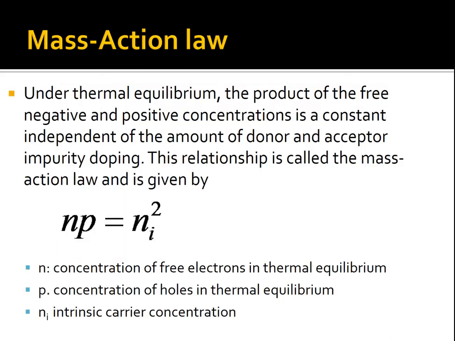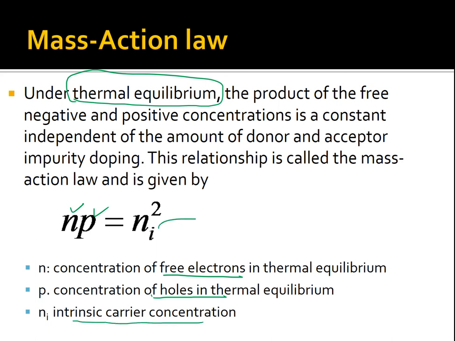The last thing: if we are talking about thermal equilibrium, it means we are not supplying any external energy in any form, for example heat energy. Then the product of the free negative and positive carrier concentrations is constant. For example, let's say n represents the concentration of free electrons in a semiconductor material, and p represents the concentration of holes, or positive charges. If we multiply both of them we get ni squared. So ni is the intrinsic carrier concentration. Intrinsic means pure carrier concentration.